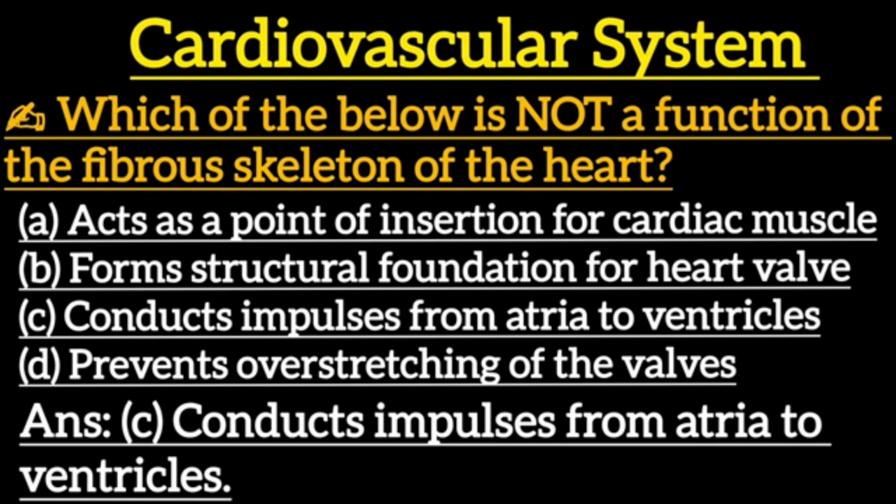Next one is, which of the below is not a function of the fibrous skeleton of the heart? Option A, acts as a point of insertion for cardiac muscle. Option B, forms structural foundation for heart valve. Option C, conducts impulses from atria to ventricles. Option D, prevents overstressing of the valves. Correct answer is option C, conducts impulses from atria to ventricles.